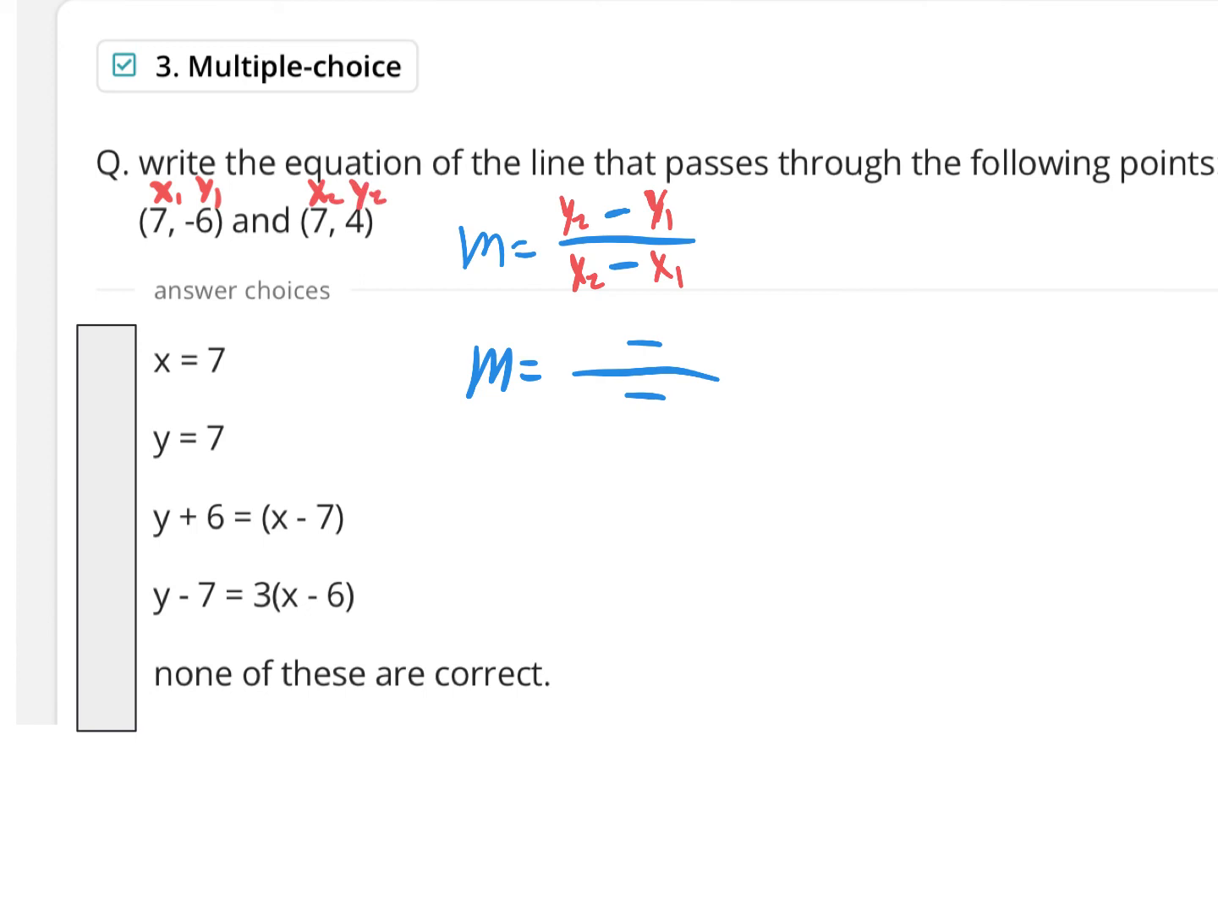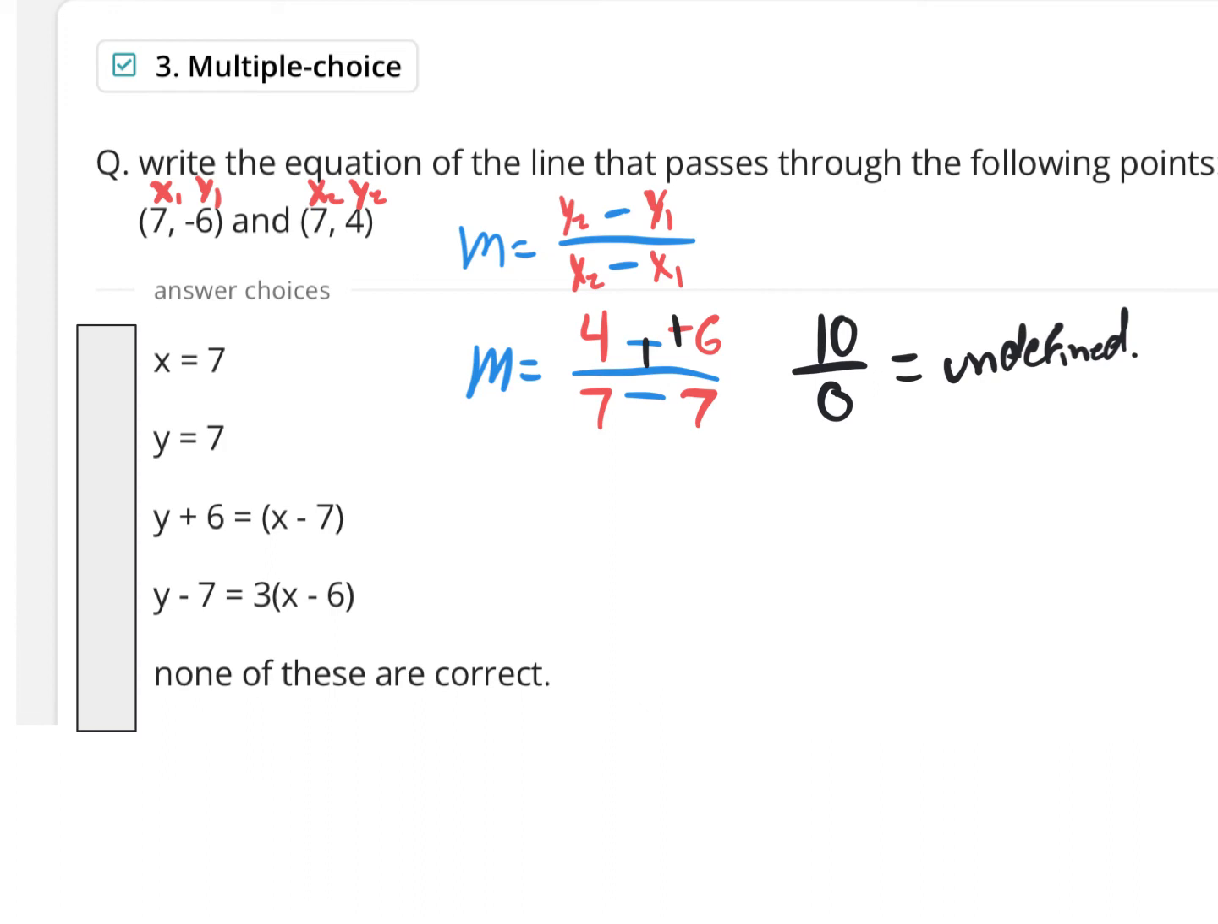from those points. So the y2 value is 4, the y1 value is negative 6, the x2 value is 7, the x1 value is 7. So what happens here is that you end up with a plus plus, so that's 10 over 0, which is undefined. Now, if they ask for the slope, I would say undefined, but they're not asking for the slope, they're asking for the equation of the line that passes through these 2 points.